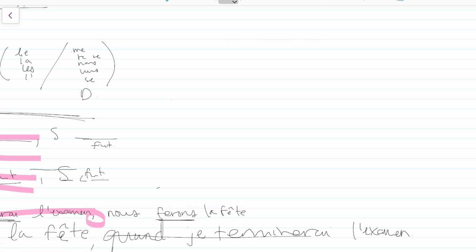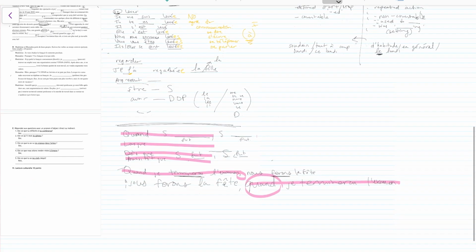The terminer l'examen is attached to quand, and it goes to the right. So when you do commute them, you have to just be careful of that.